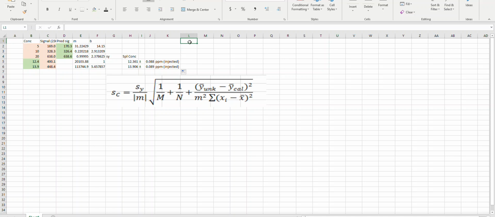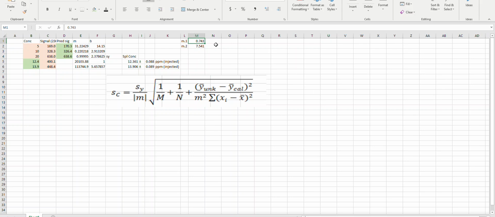And so if that wasn't the case, if you did it by volume, you'd use corresponding volumes here. But it doesn't really matter. Here it goes. So M1, M2, right? And this is going to be 0.743, for example, and then 7.541. I don't know what you guys used. These values are probably too high, but just to give you an idea, right?